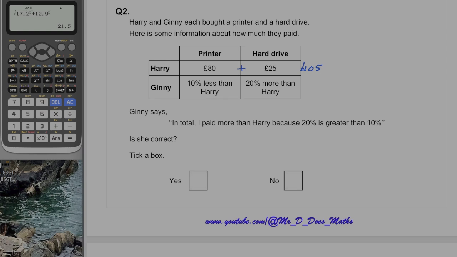Right, let's work out Ginny's. So 10% less than Harry would be 90, so that's a multiplier of 0.9, plus 20% more, so plus 25 times by 1.2 for a 20% increase. 80 times by 0.9 plus 25 times by 1.2 gives us £102. Is she correct? No, she paid less. And the reason being is that 10% of 80 is obviously greater than 20% of 25.